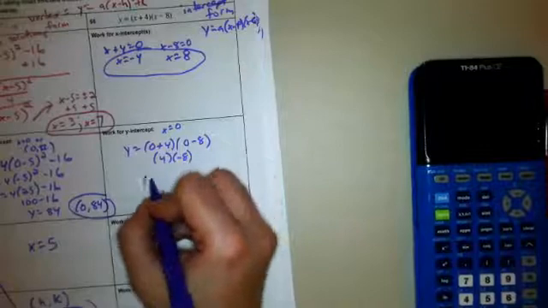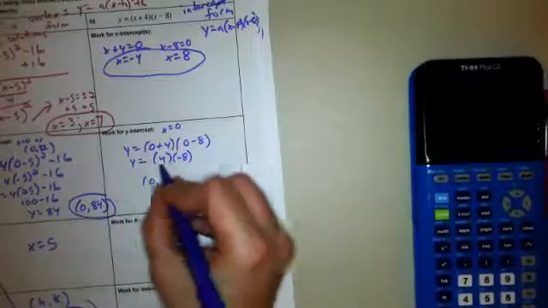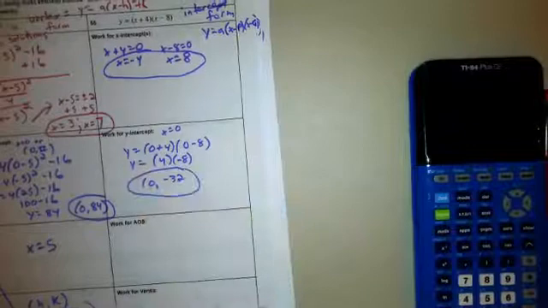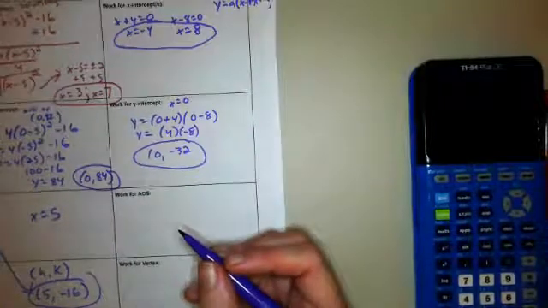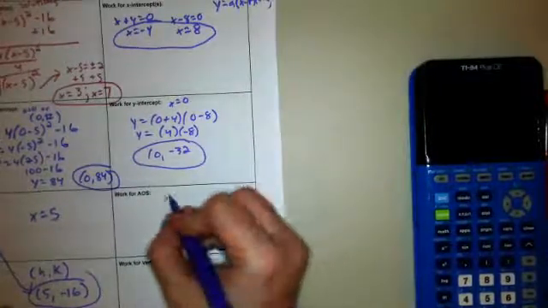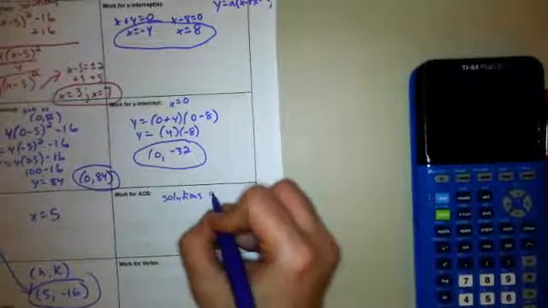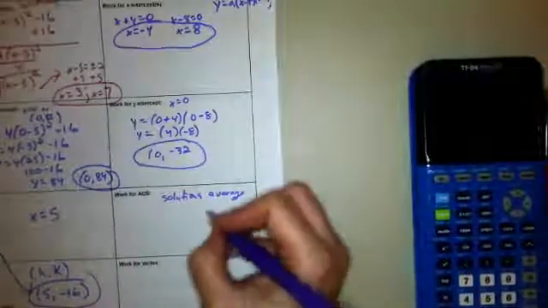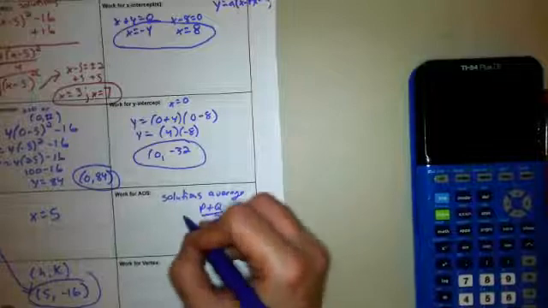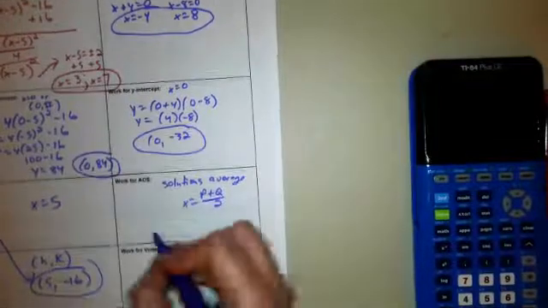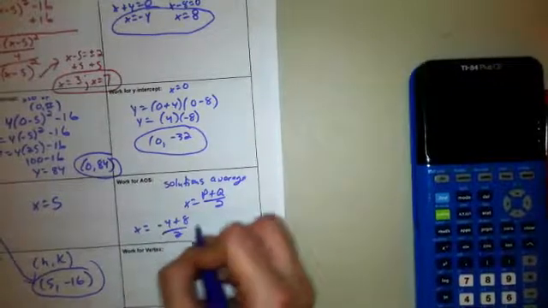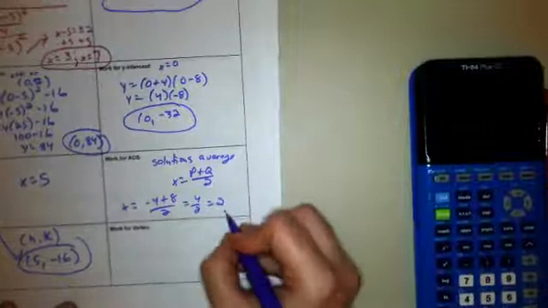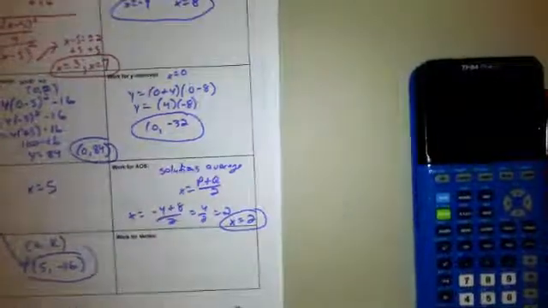So we've got 0 comma, what is that, negative 32. Okay, there's my y-intercept. This is pretty simple. Okay, now for my axis of symmetry. Remember, when we're talking about our axis of symmetry, it's the solutions' average. Remember, we take p plus q divided by 2 when it's in x-intercept form. So x equals negative 4 plus 8 divided by 2. So my axis of symmetry is x equals 2.